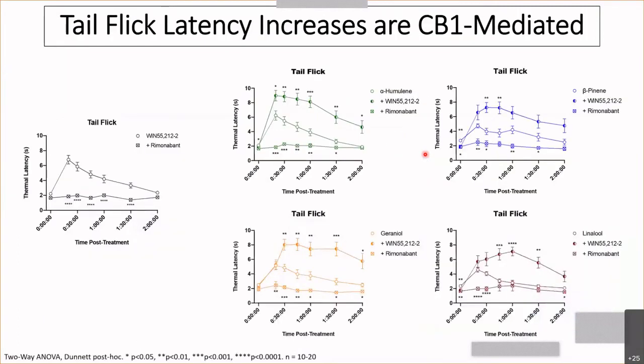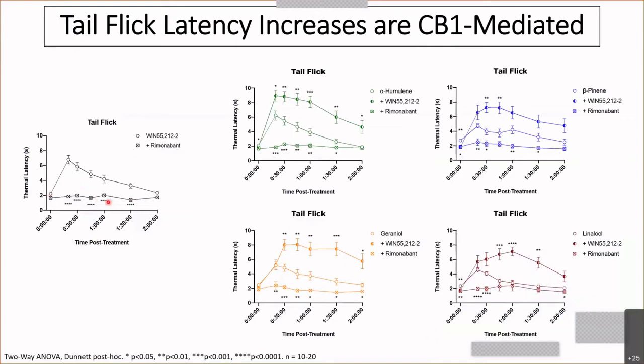So what does that look like? So first of all, let's start with tail flick. It's by far the simplest. Straight up, we found that tail flick latency increases are cannabinoid 1 receptor mediated. That was sort of very simple in our hands. So first of all, here's our Win55212 control. You see the antinociception. It's fully blocked by Rimonabant.